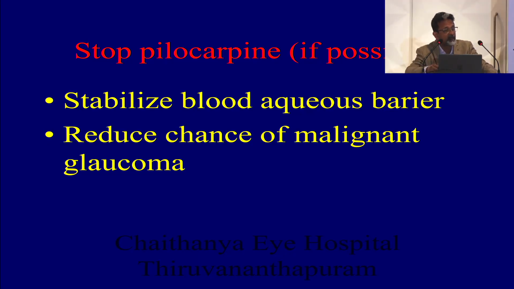And whenever possible, stop pilocarpine if the patient is on pilocarpine already, to stabilize the blood aqueous barrier and again reduce the chance of a malignant glaucoma occurring.